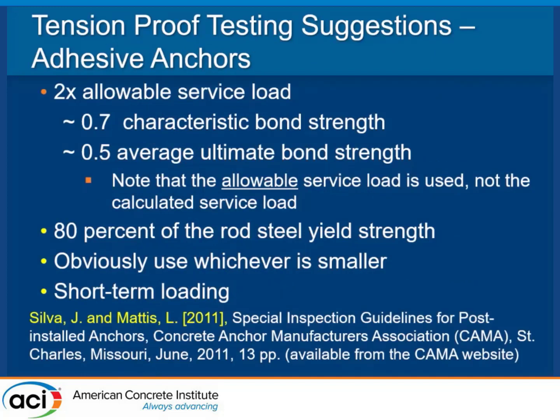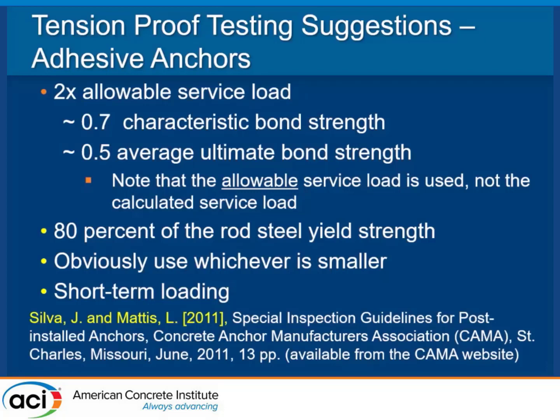But when it comes down to the actual proof loading, typically it's 2 times the allowable service load or 80% of the rod steel yield strength, whichever is smaller. And the amount of time you apply is kind of up to you. There is some direction here: Silva and Mattis, the Special Inspection Guidelines for Post-Installed Anchors from CAMA. So CAMA is the trade association for basically concrete anchor manufacturers. And so they have some guidelines on how to do proof loading.